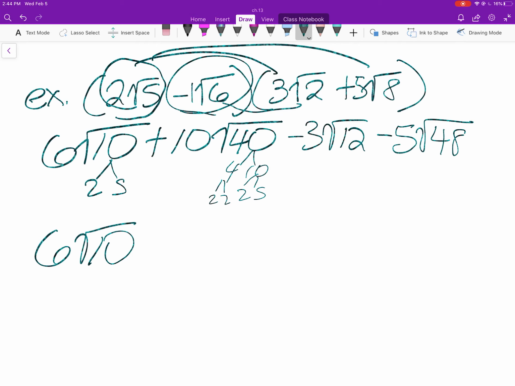4 and 10, 2 and 5, and 2 and 2. We got a pair of 2's, don't we? So we got to take that 2 out. So when we take it out, it's 2 times 10. That's 20 square root of 10. 2 times 5 right there.